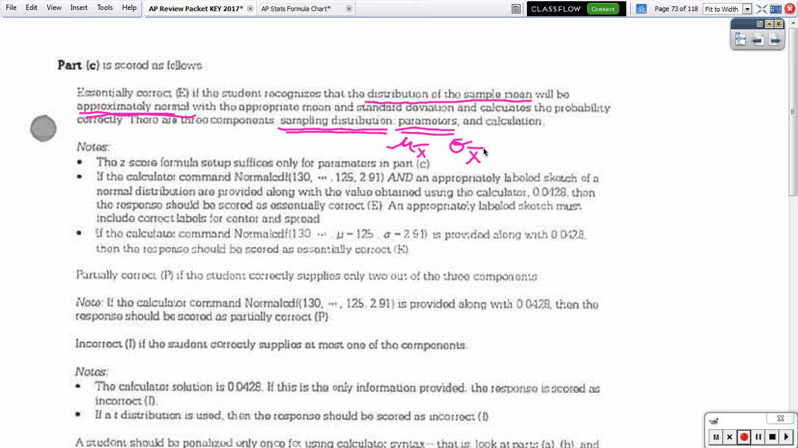So let's look at the notes. The z-score formula setup suffices, oh, look at this, this is interesting, only for the parameters, meaning you had to have your conditions. Whoa, okay, that probably caught a lot of you off guard. It might have even caught me off guard when I did it the first time. So the z-score formula counts as your parameter, but not as your conditions to describe that the sampling distribution is normal. So that's an issue.